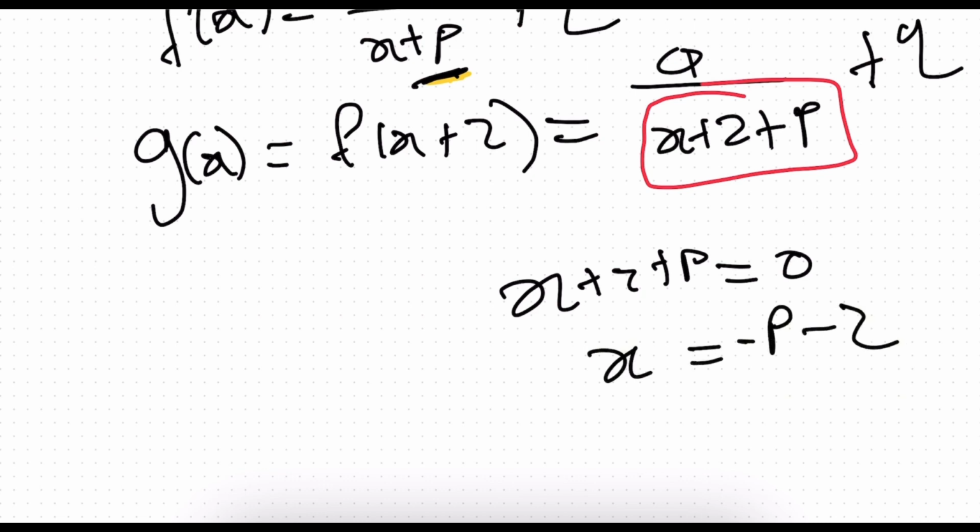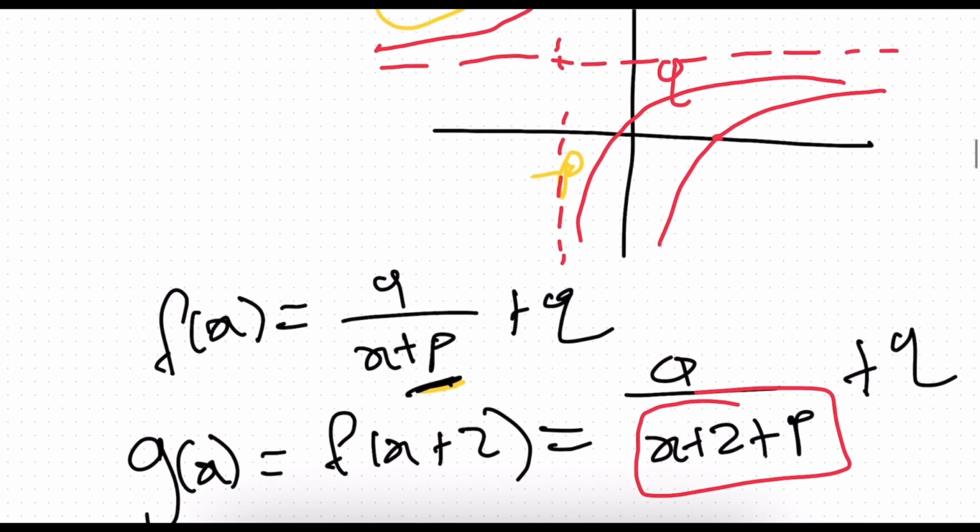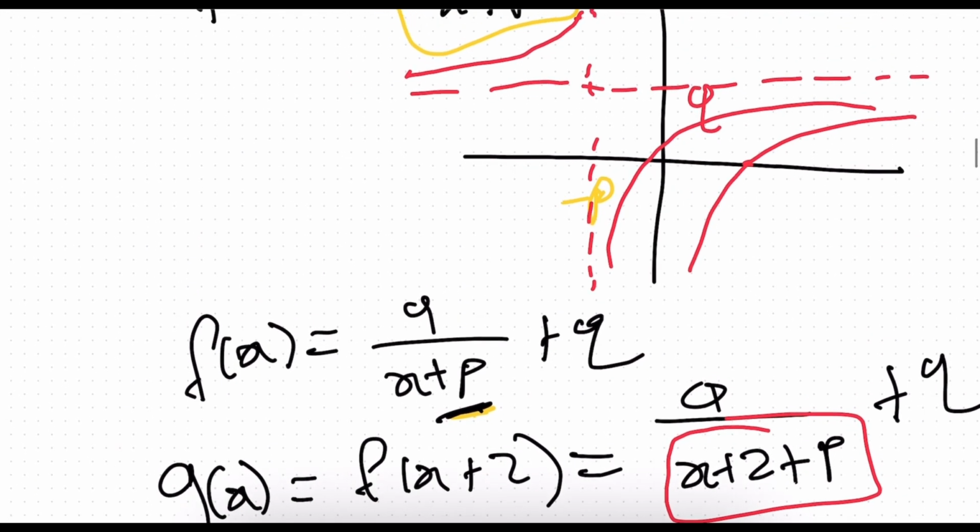So what are you noticing here? Let's go back to our original equation. They're saying now here, you're adding a 2 again. So that means you're moving what? 2 units to the left, né? You know what I'm saying? So that means your new asymptotic line will now be here, at minus p minus 2.